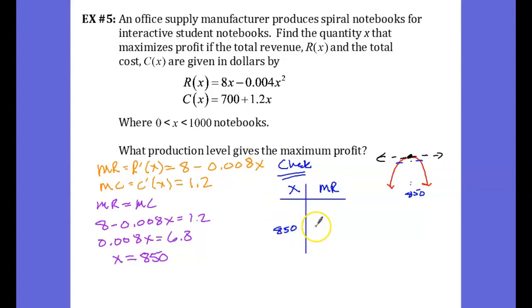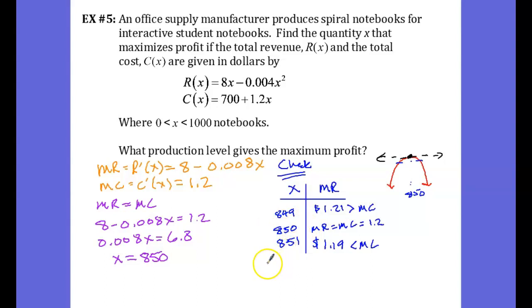So at 850, we have that marginal revenue is equal to marginal cost. Let's look at 849, and let's look at 851. At 849, the marginal revenue is going to be $1.21, and that's actually greater than marginal cost. Marginal cost was 1.2. At 851, we have $1.19, and that's actually going to be less than marginal cost. And so it looks like our point where they're equal is going to be when x is 850.